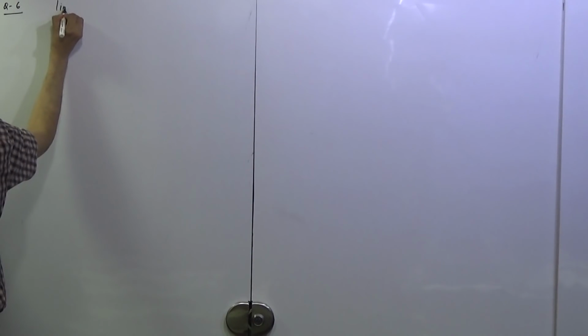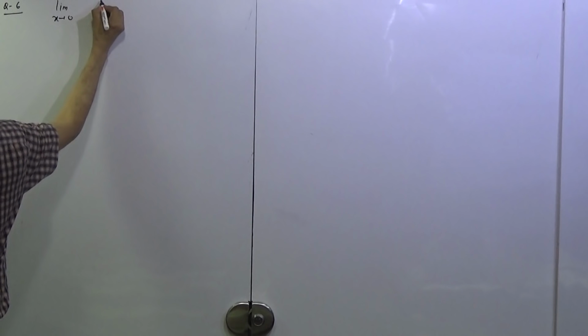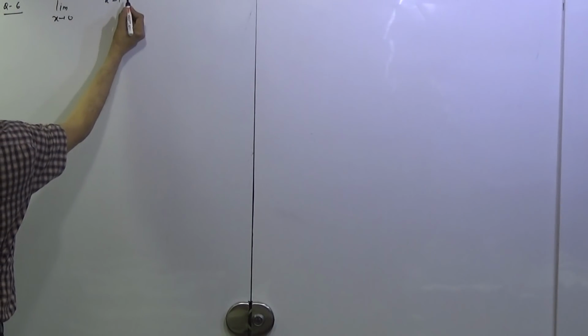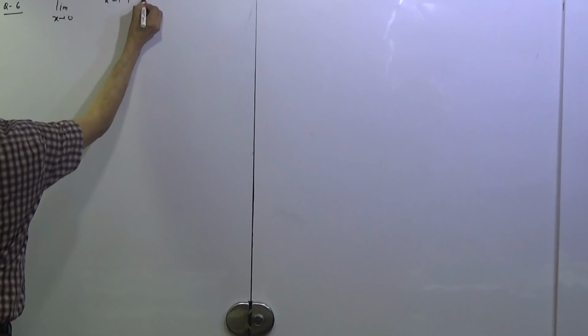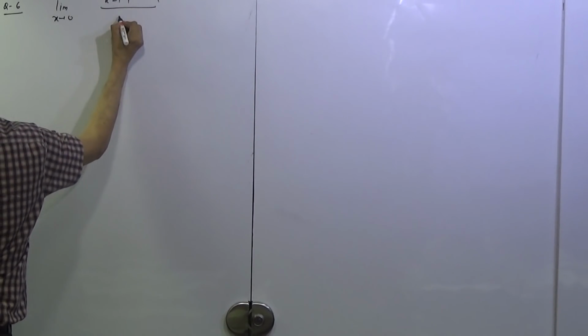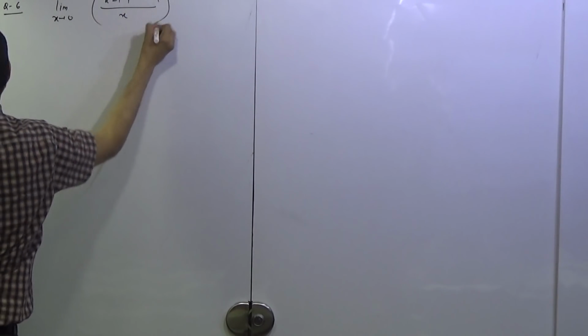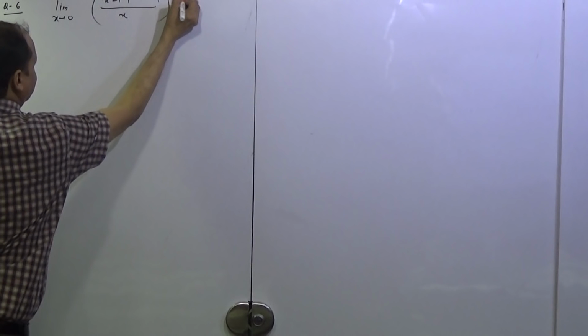Example: limit x extending to 0. Identify the indeterminate form and then only start solving it. So in this also, again 1 to the power infinity, raised to power 1 by x. See, our challenge is not to use series expansion and L'Hopital. So why not series expansion?